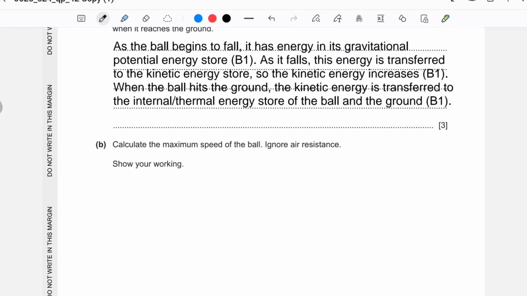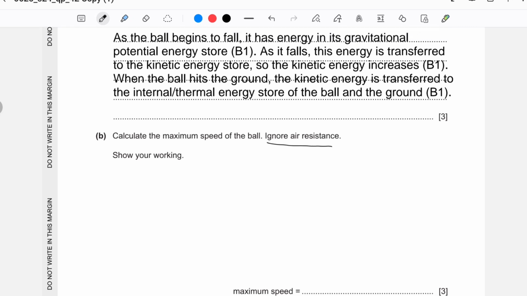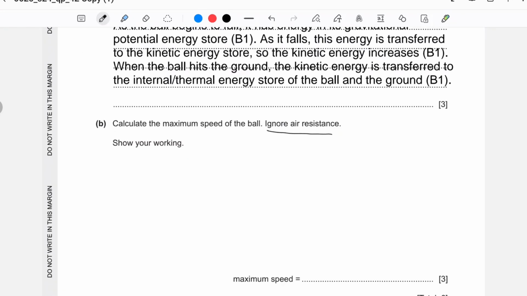Okay, part B. Calculate the maximum speed of the ball, ignoring air resistance. So in this question, we can use this equation. Gravitational potential energy lost is equal to kinetic energy gained. So this is the equation for gravitational potential energy, and this is for kinetic energy.